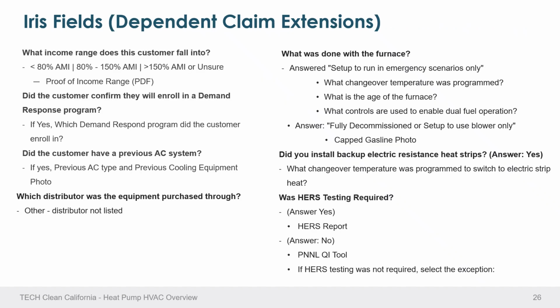There will be several new dependent claim extension questions as well. These are questions that show up when you answer a previous question with a certain answer. Let's take a look at a few examples. For the question, did the customer confirm that they will enroll in a demand response program? And the answer is yes. The claim will populate the additional question, which demand response program did the customer enroll in?